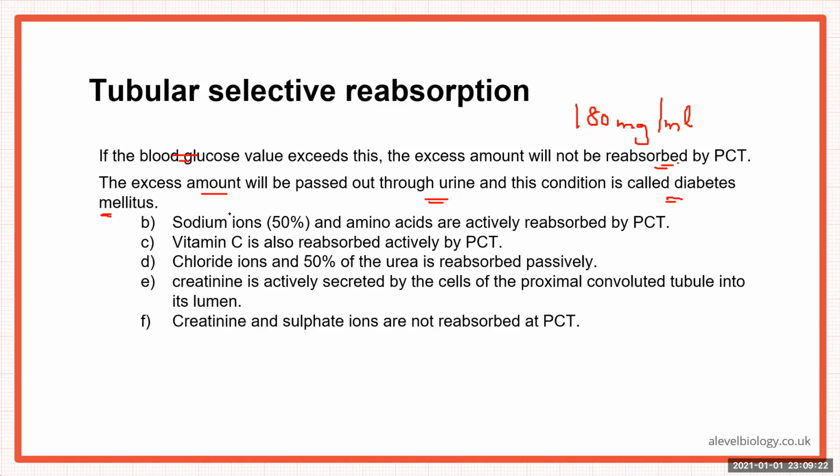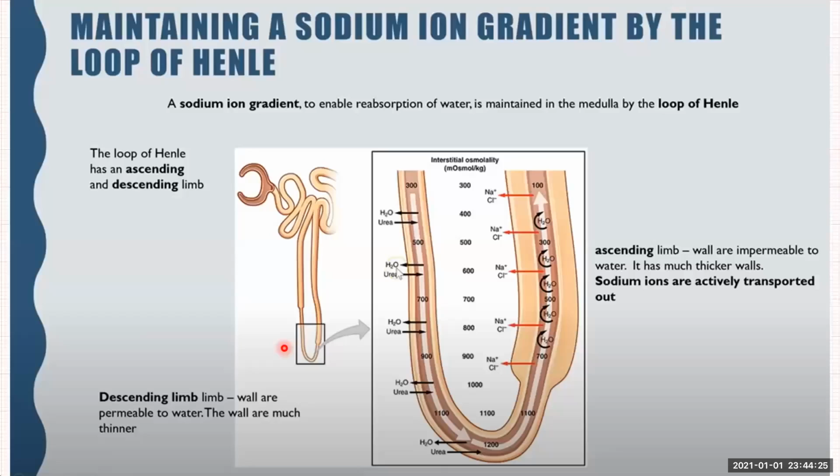Besides glucose, around 50% of sodium ions and amino acids are actively reabsorbed by the PCT. Vitamin C is also reabsorbed, along with chloride ions, and 50% of urea is reabsorbed passively. Creatinine is actively secreted by the cells of the PCT into its lumen, and creatinine and sulfate are not reabsorbed. So what is reabsorbed is sodium, vitamin C, chloride, amino acids, and water.